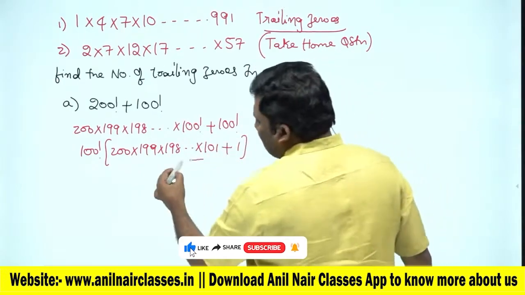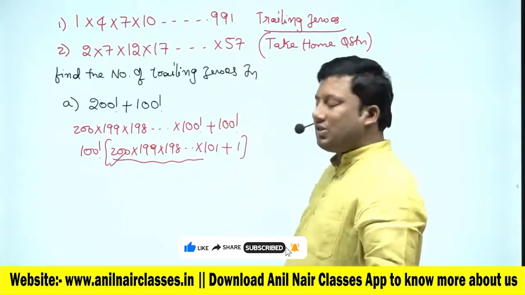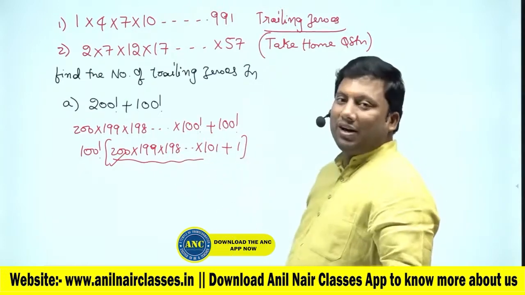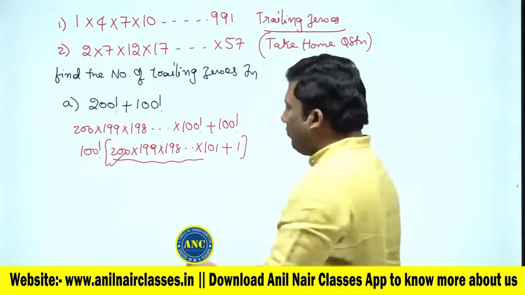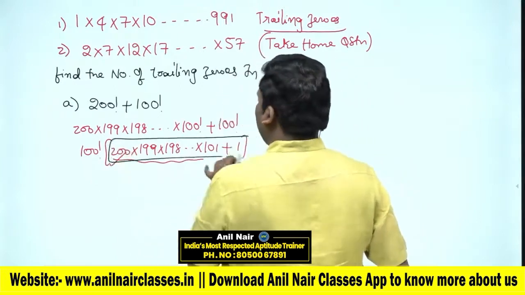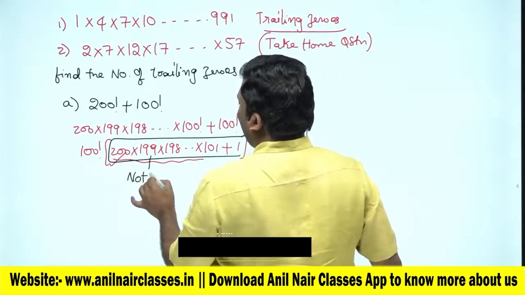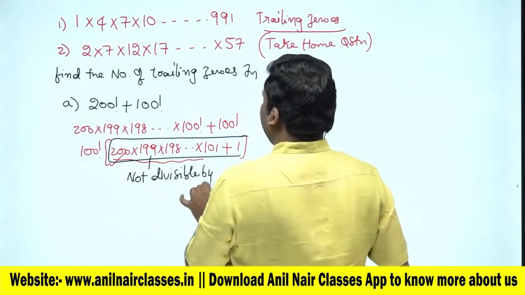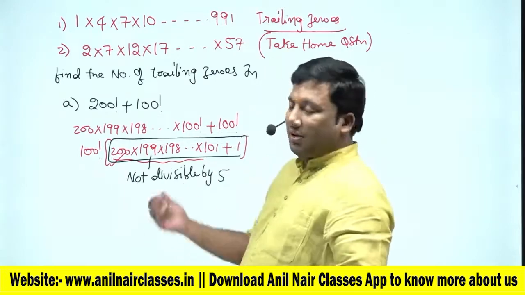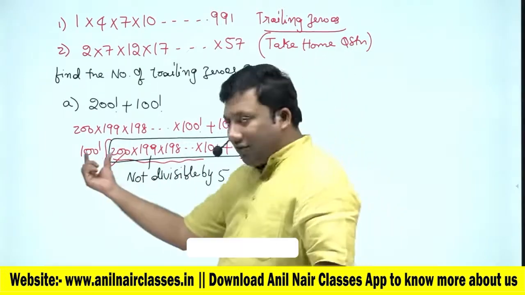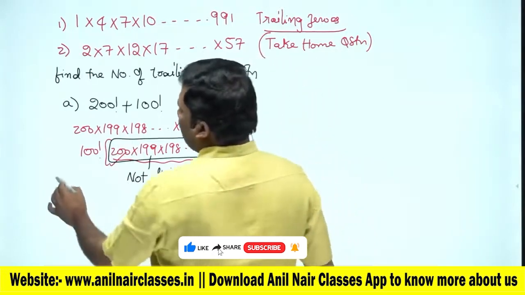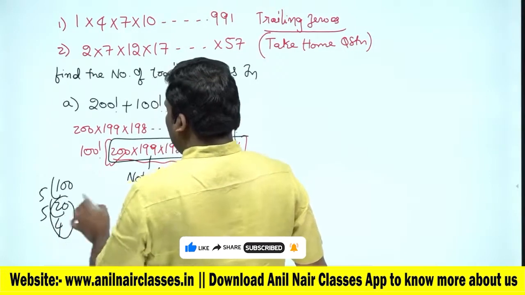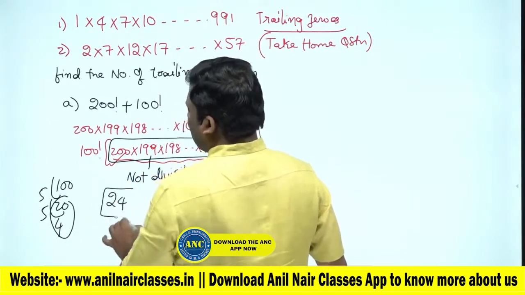So this is a multiple of 5. 200 contains a power of 5. To a multiple of 5, I am adding 1. If I add 1 to a multiple of 5, it is not divisible by 5, because 200 into any number is divisible by 5, and adding 1 makes it of the form 5a plus 1. For factorial based problems, the number of zeros at the end is always given by the highest power of 5. So 20 plus 4, the answer for this question is 24.